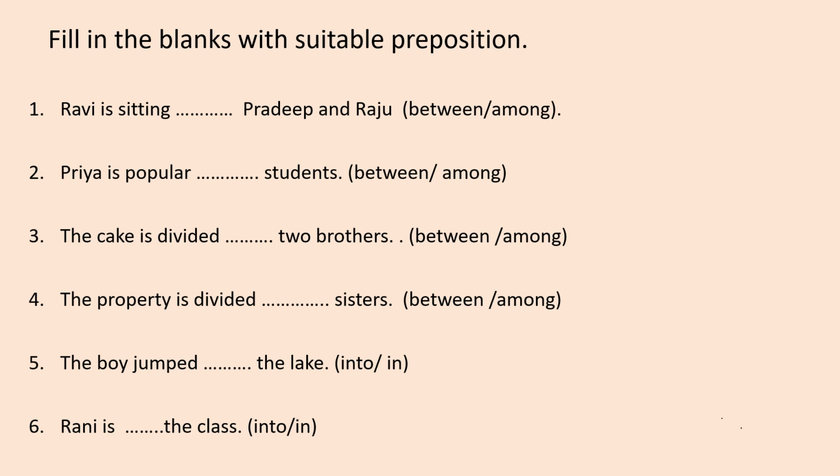Between means, suppose, let us consider, Pradeep is a boy. One more, Raju is a boy. Pradeep and Raju both are there, and in between, Ravi is sitting. See this one, it's very important. Whenever there are two things and in the middle we are keeping something, it is called between. So this is one person, this is one person, and in the middle, between is most applicable.